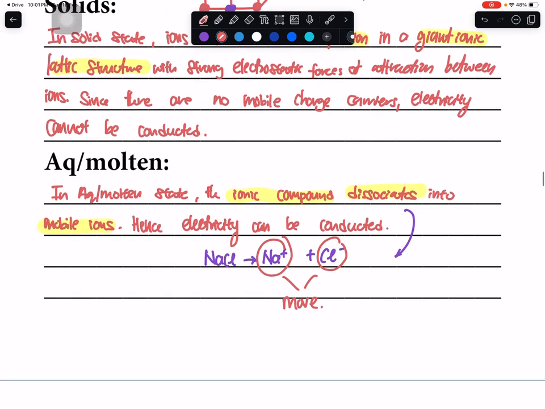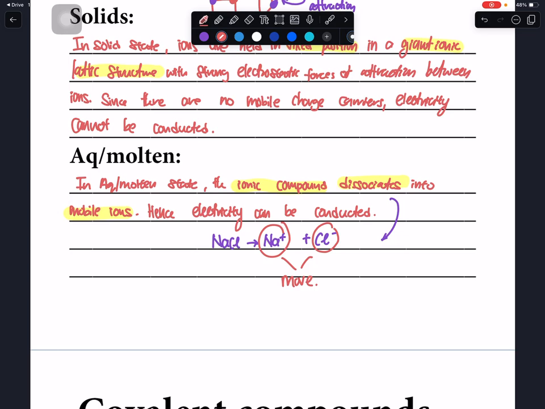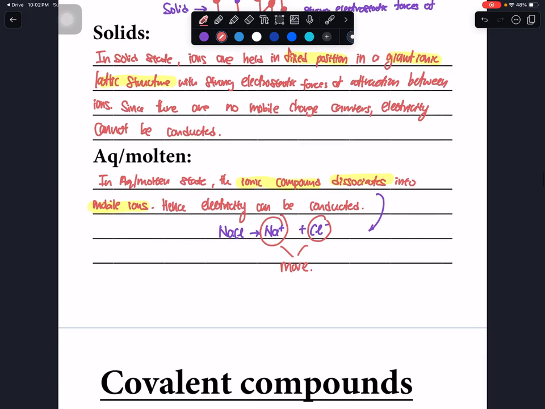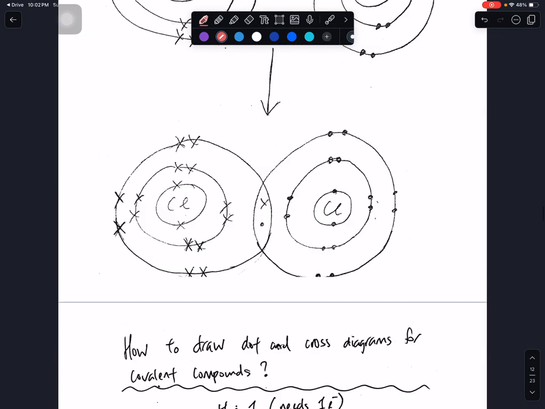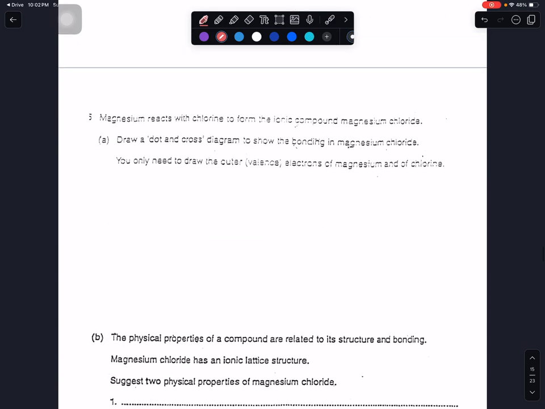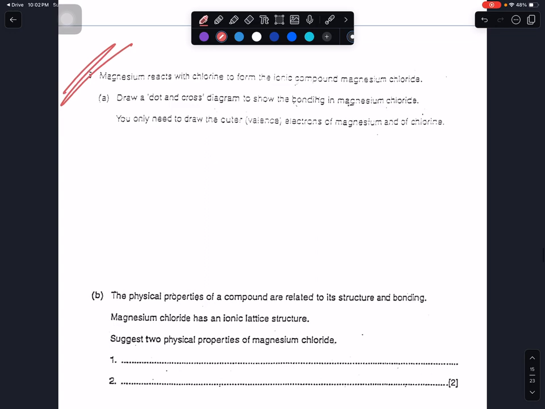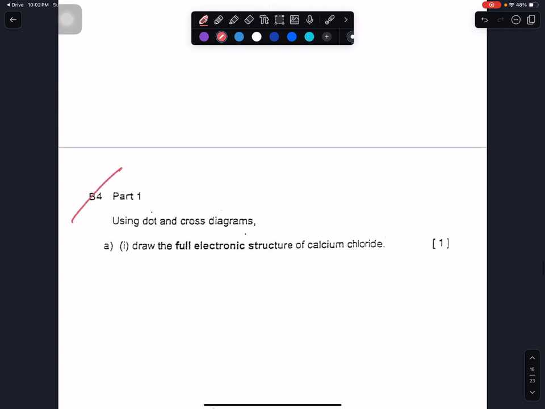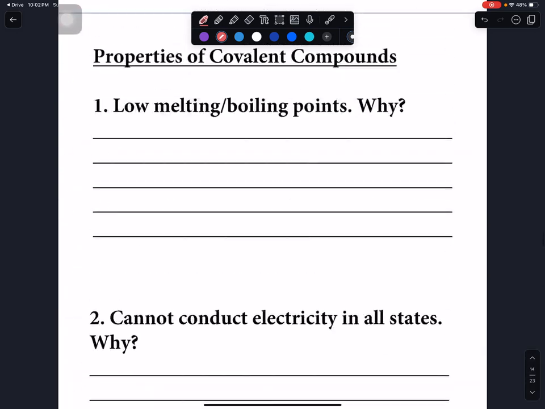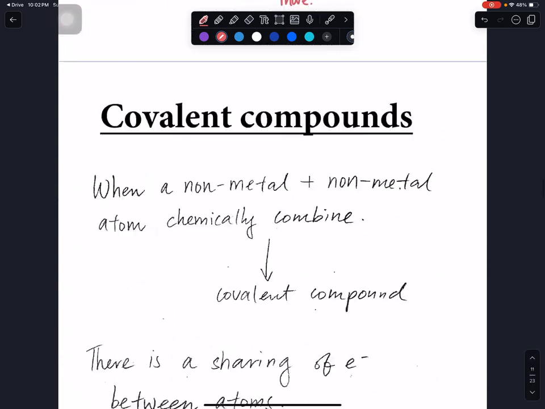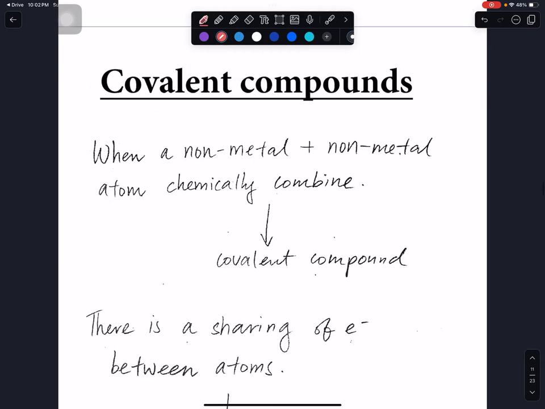Once the students are done here, what you can do is to get them to try the ionic questions. It will be over here. You can get them to try this question here. This is on page 15 and also on page 16. If not, once they are done, run through the questions with them and then you will go back onto the covalent compounds.